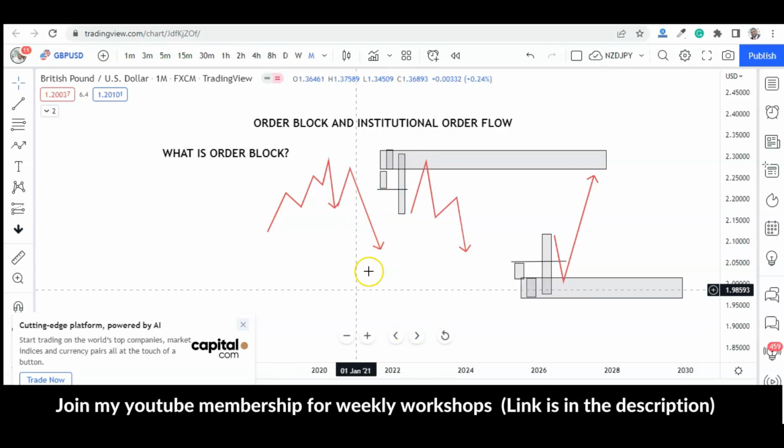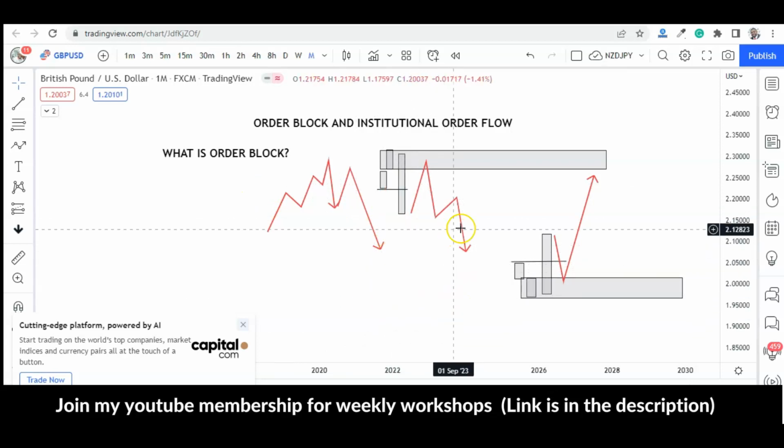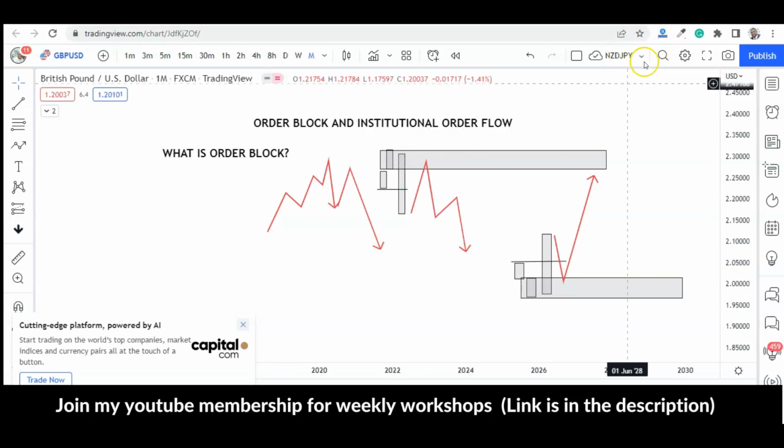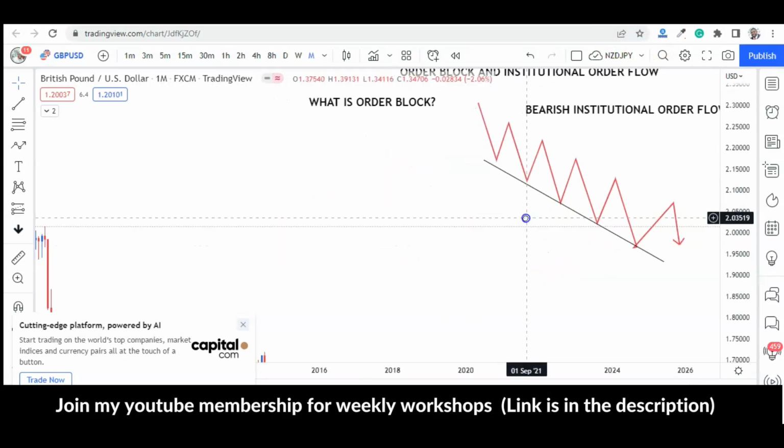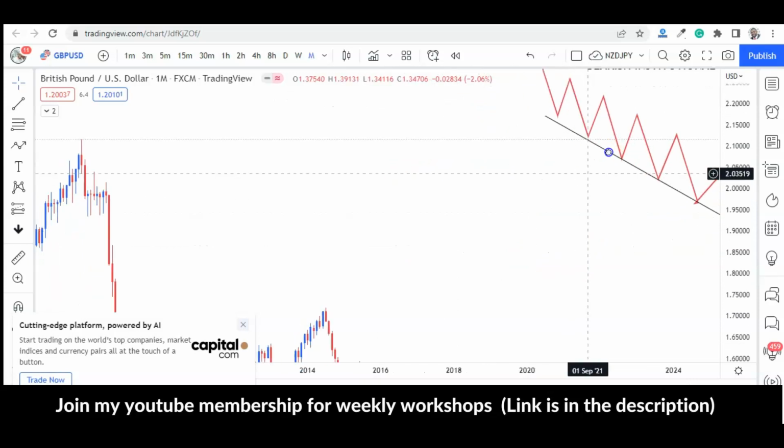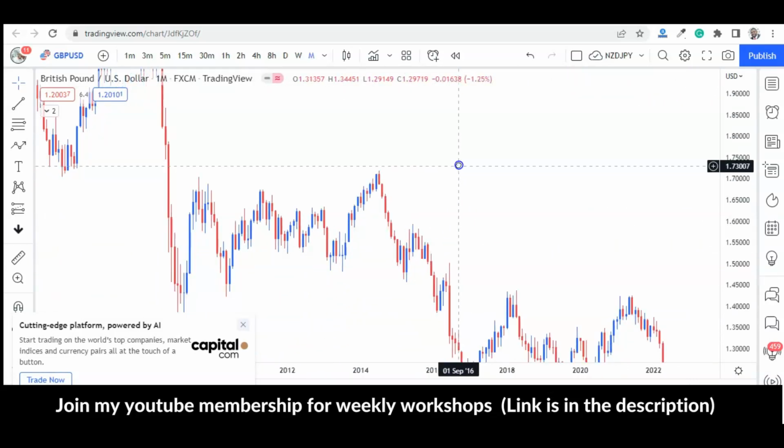If you want to know more on order block, I did videos on order block. I will link it up here for you to go and get more knowledge on it. Okay, now let's look at an example of an order block.